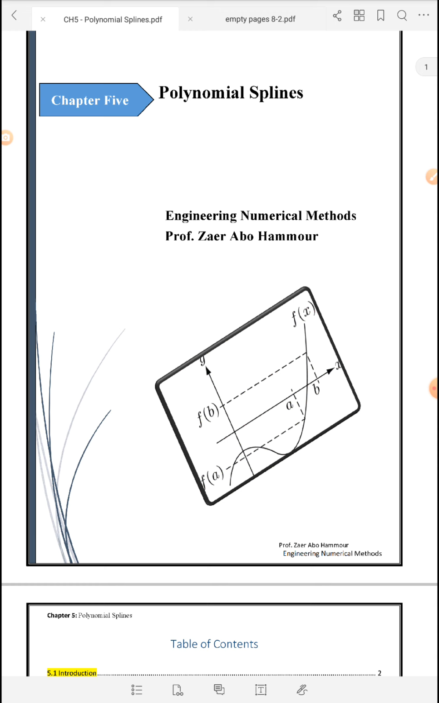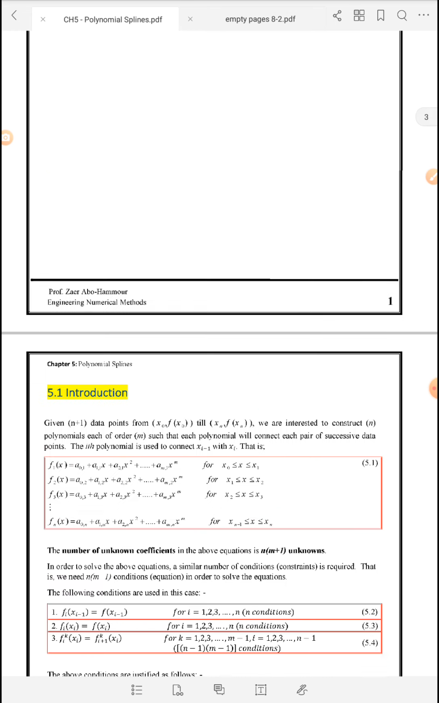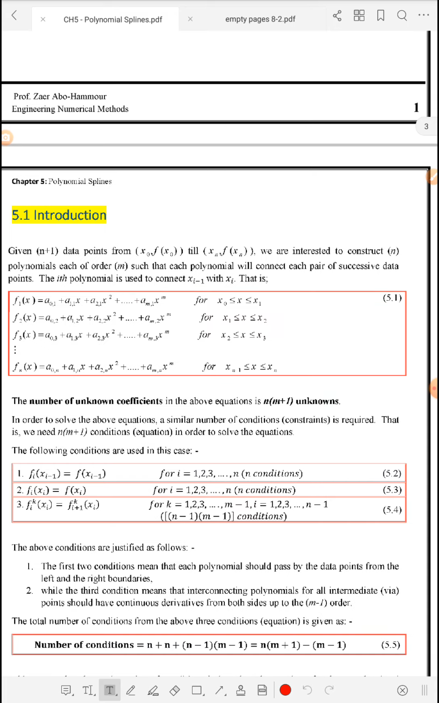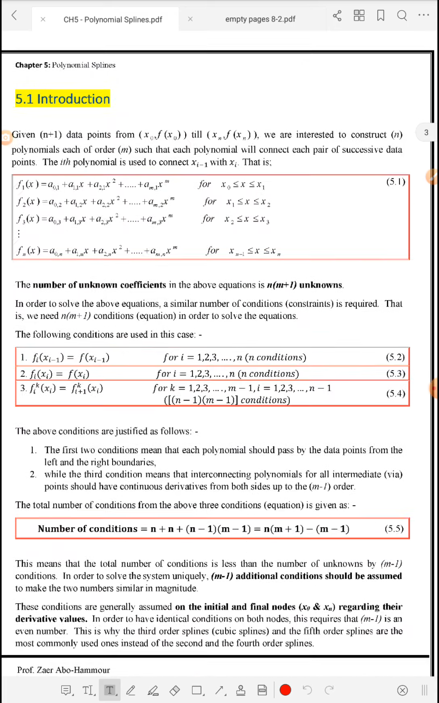This is why we use interpolating polynomials for a relatively low number of data points, like say 3, 4, 5 data points. But if we have, say, 10, 50, 100, we don't use a single interpolating polynomial. This is the main motivation for the polynomial splines. In this chapter, we will discuss the polynomial splines under a very general umbrella.